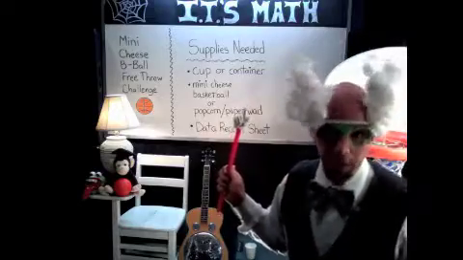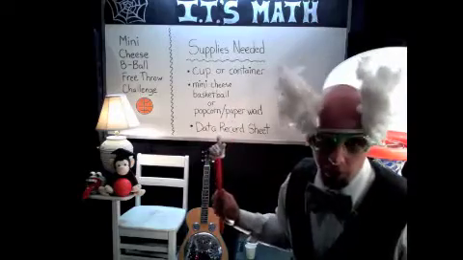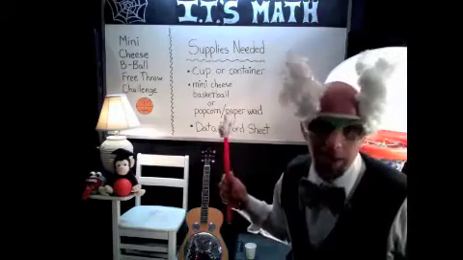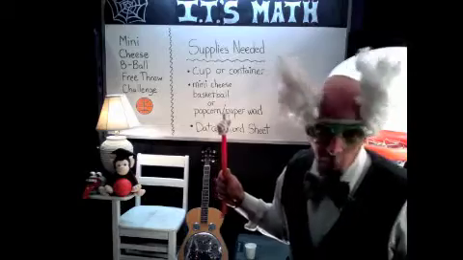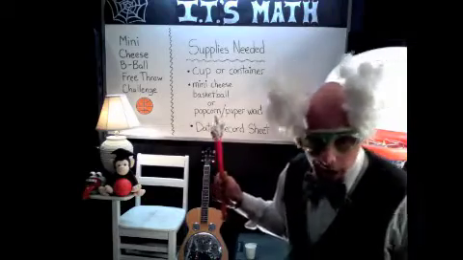The supplies we'll need for a mini cheese basketball free throw challenge are a cup or a container, a mini cheese basketball or popcorn or a paper one, and a data record sheet. If you can't get some mini cheese round dudes, use some popcorn or some paper wads.